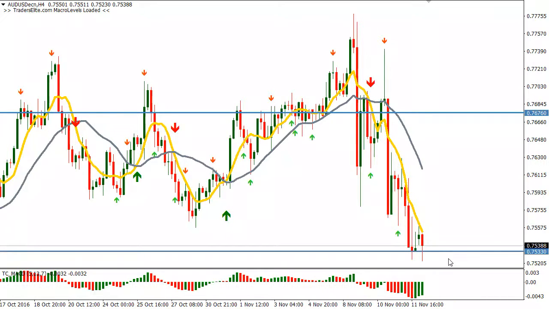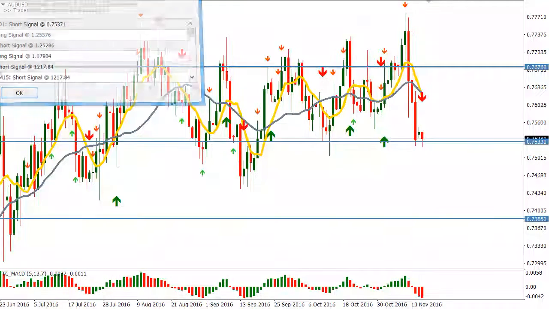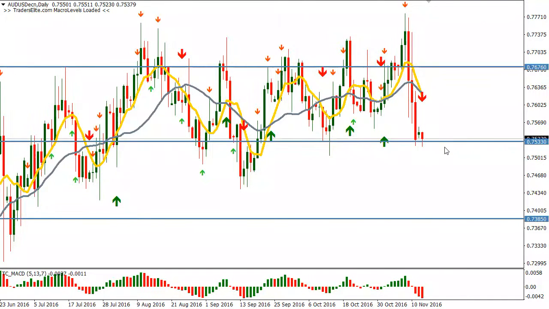From this point, it is showing support here at the 0.7533 macro level, so that would indicate that we are going to see an upward move. But it is still right in the midst of this 4 hour downward move. The daily is showing a new trend trade to the downside.